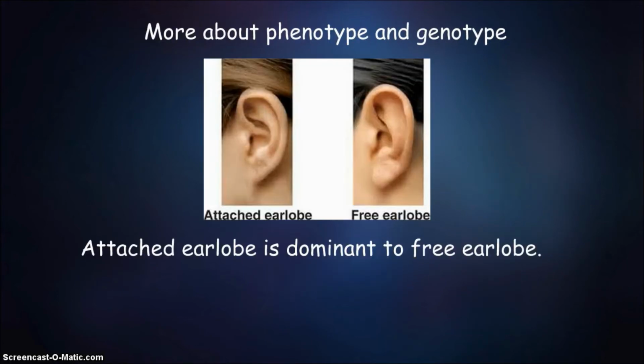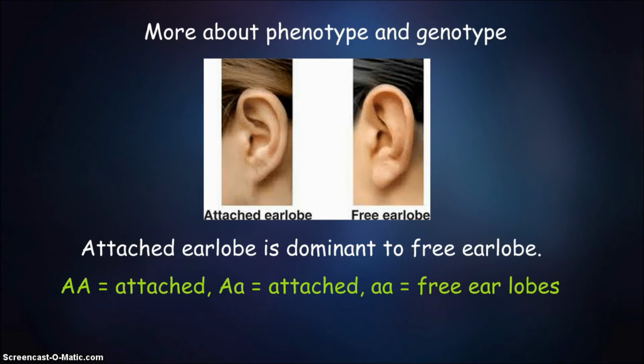Here's a human example. In humans, earlobes can either be attached, like you can see here on the left-hand side, where the skin and the cartilage just attaches right to the side of the head, or the earlobes can be free, where you actually have a lobe, where the edge of the skin and cartilage actually makes a little lobe down here at the bottom that is free hanging. And this is a human trait, and it's genetic. In humans, attached earlobes are dominant to free earlobes.